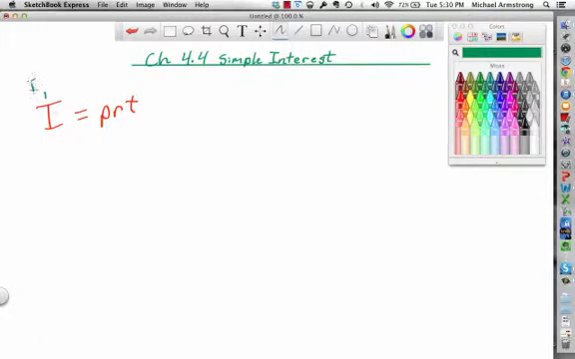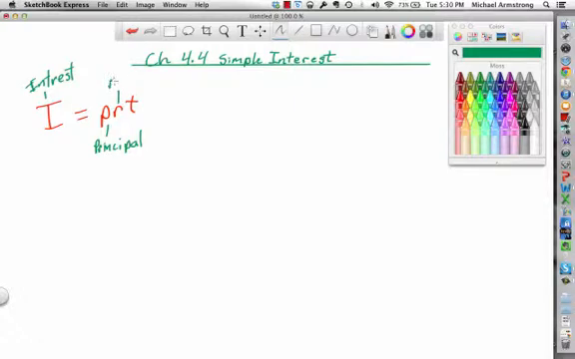The interest is the I, principal. This is the amount of money that you invest, or the amount of money you start with, or the amount of money that you borrow. The principal is the money that you start with.